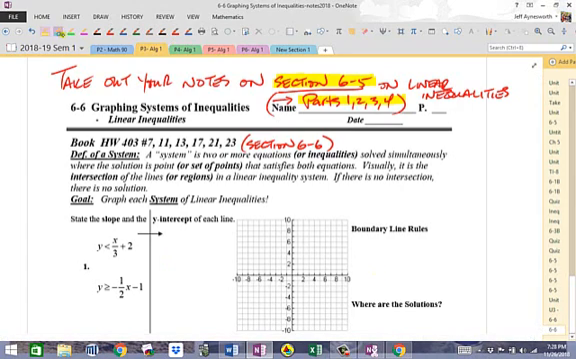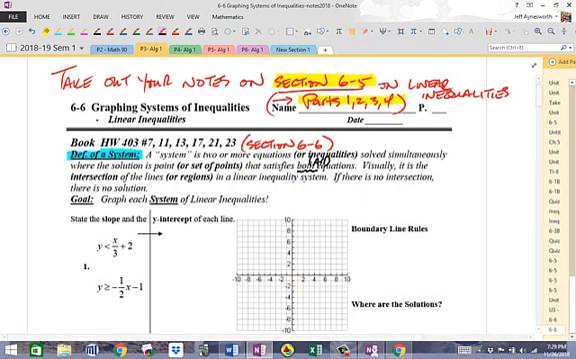Okay, now speaking of that, let's talk about the definition of a system here. Just like you did before with equalities, a system is 2 or more, it could be 3, 4, 5 inequalities, as you're going to find out here, 2 or more equations or inequalities solved simultaneously on the same graph, where the solution is a point or a set of points, in this case a set of points, that satisfies both equations, or all the equations.